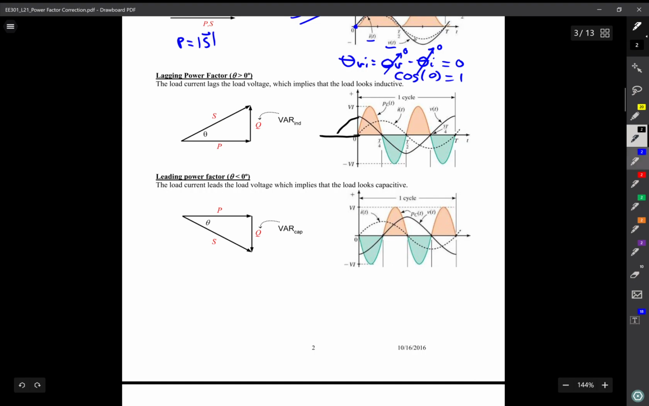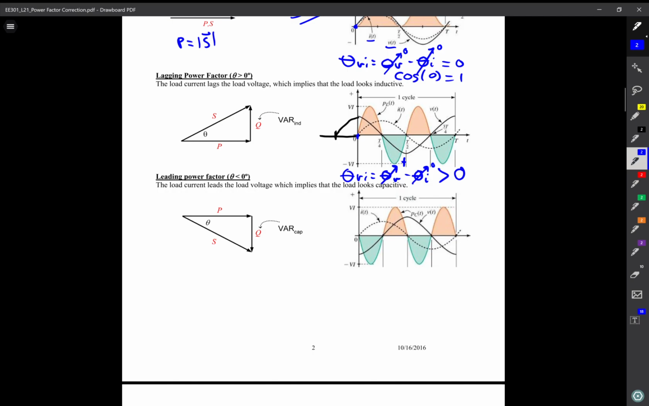Now, going on to the lagging power factor, I see that my voltage and current do have a phase shift between them. And notice here that in this case, my positive half cycle starts first for the voltage right here, and then it's to my current. So if I look at my power factor angle again as theta V minus theta I, theta I starts at 0, but theta V is a positive value.